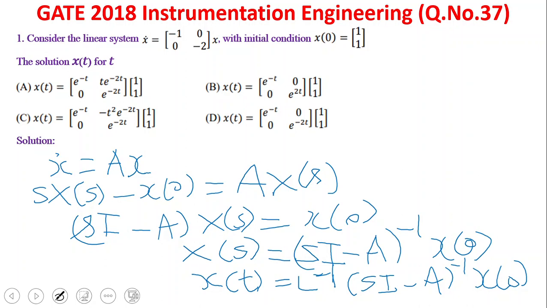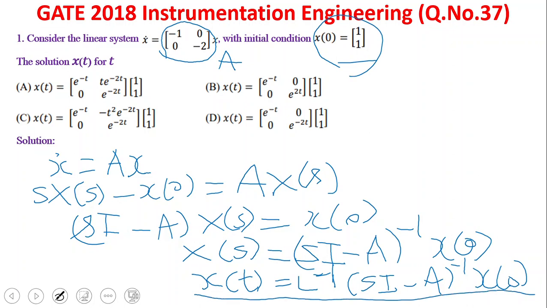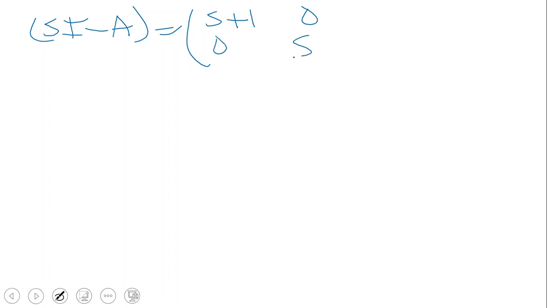Therefore, this is your matrix A. From matrix A, you can find out (sI minus A), and x of 0 is known. So use these two matrices and substitute here to get x of t. Let us see how to do it. First, we will find out (sI minus A). So what is (sI minus A)? (sI minus A) is equal to s plus 1, 0, 0, s plus 2. So this is your (sI minus A).